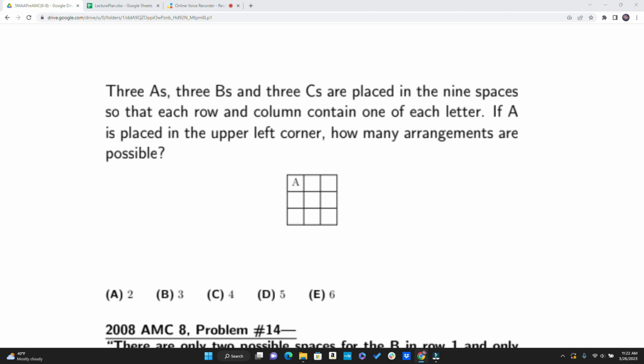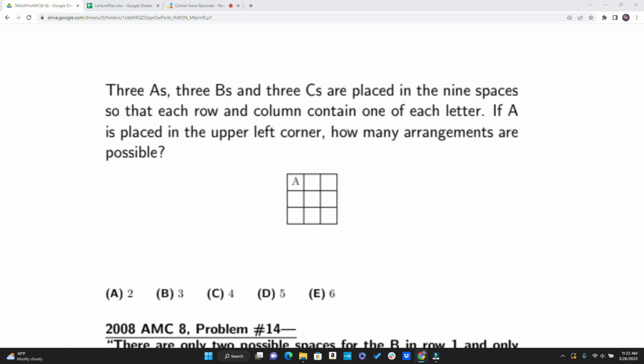Okay? 3 A's, 3 B's, 3 C's, placed in the 9 spaces so that each row and column contain one of each letter. A is placed in the upper left. How many arrangements are possible?